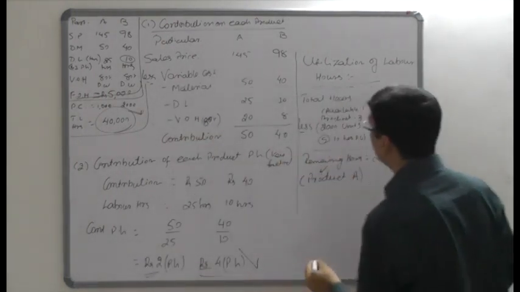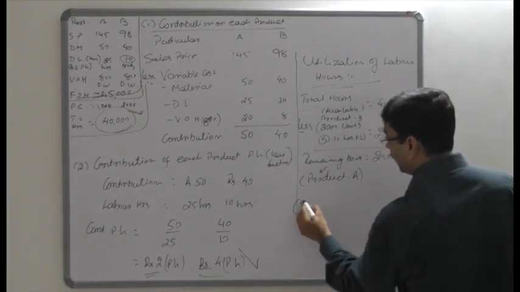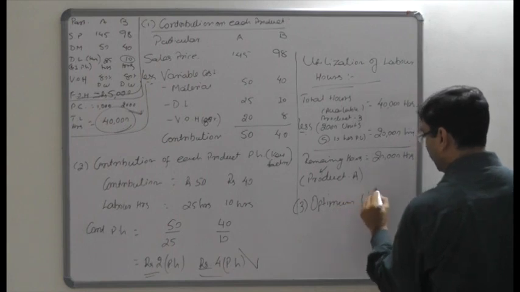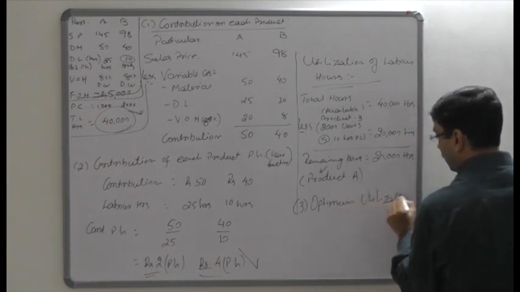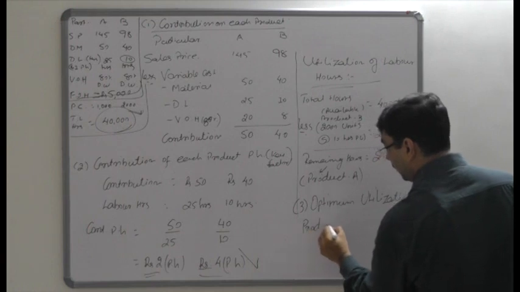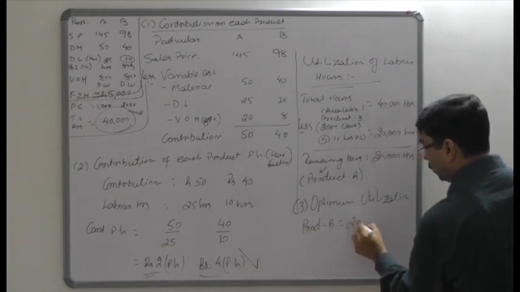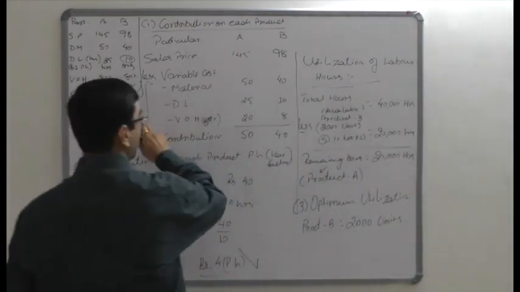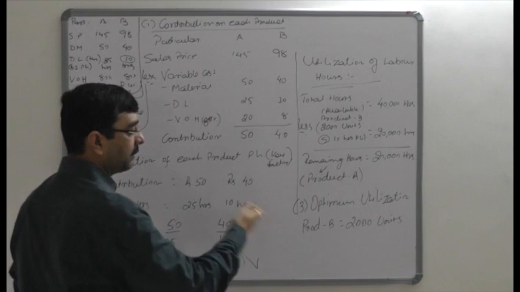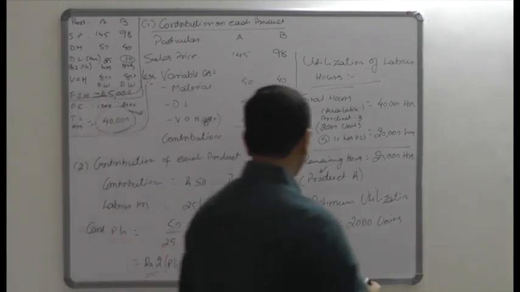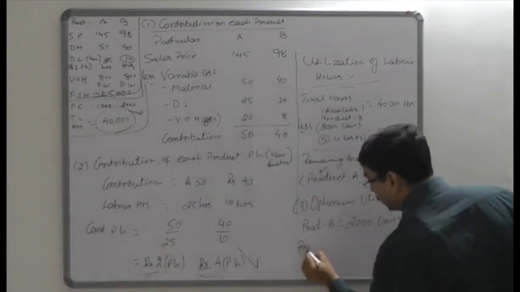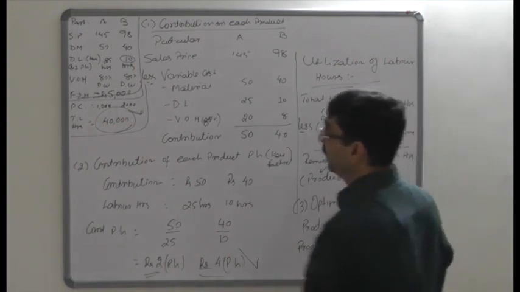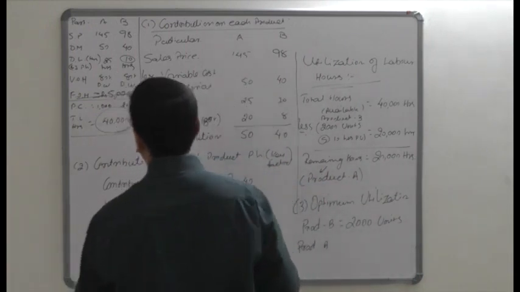So in this case, your final answer is the optimum utilization. See here, for product B, how many units are going to be manufactured? 2,000 units in full, because we are already using the maximum hours for product B. That means all the units of product B are manufactured, but we need to see how many units are going to be manufactured for product A. How many remaining hours are there? 20,000.